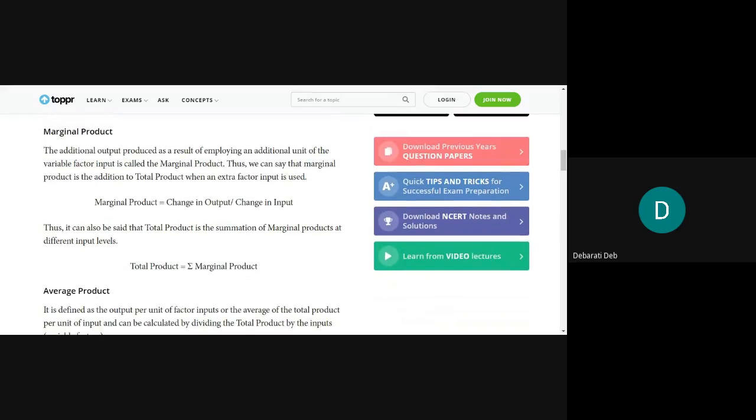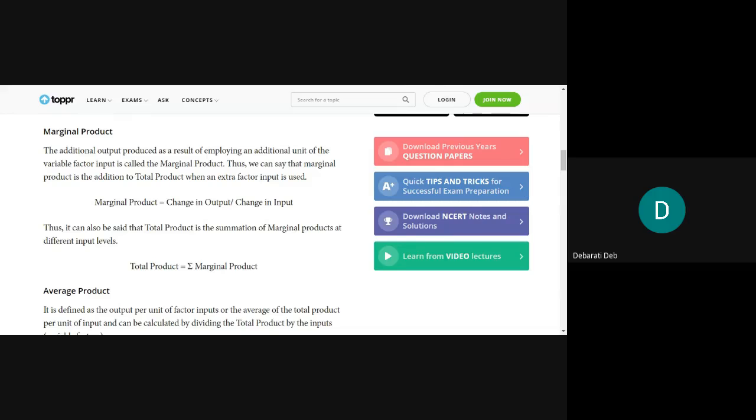Then come to marginal product. This marginal product can be attained with the help of the total product concept. I told you yesterday also, whenever the marginal term is used, you have to understand that it has something to do with the increase in the number of 1 unit of the product. Okay, so what is this marginal? Just like marginal cost, this concept is the same. The additional output produced as a result of employing an additional unit of the variable factor input is called the marginal product.